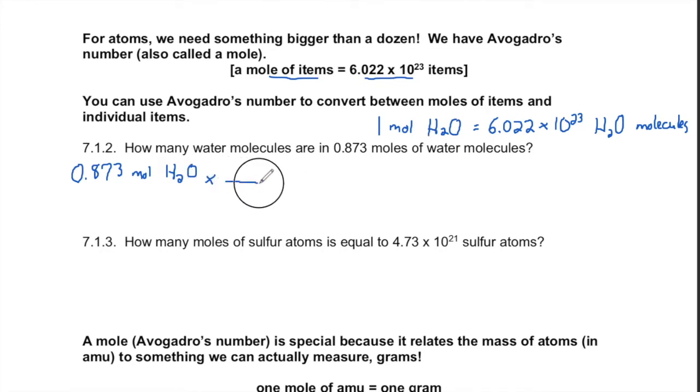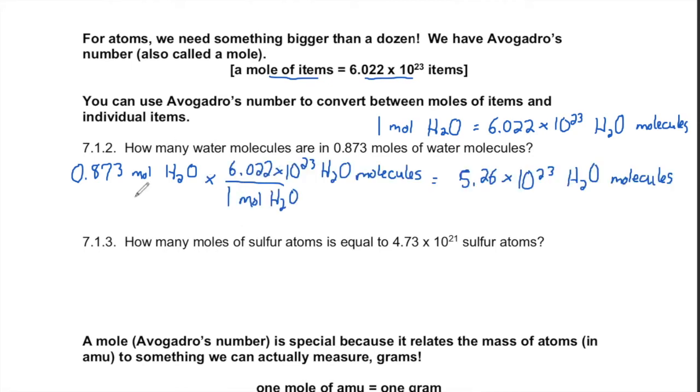Starting with moles, we're going to write this relationship as a conversion factor with moles on the bottom to cancel out the moles. So we will take that 0.873, multiply it by Avogadro's number. Moles of water will cancel, and we will be left with water molecules. So we end up with 5.26 times 10 to the 23rd water molecules. That is way more than you could ever count. You won't be able to check your answer there, but this is what the answer would be.